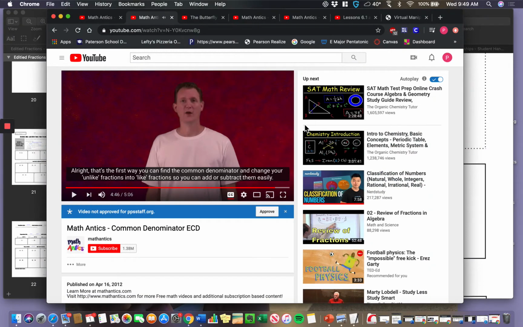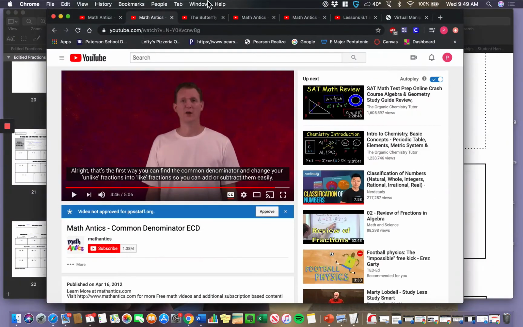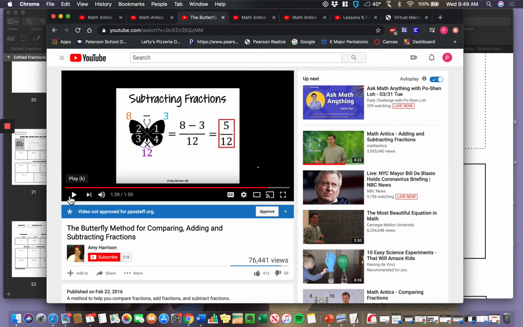Alright, there's one more strategy for you. And then another strategy that you can use for all three of these is one that you should be familiar with, is the butterfly method. Big shout out to Ashley for demonstrating that for me earlier in the year, something that she had learned previously. So I'm going to show you a quick method for the butterfly method.